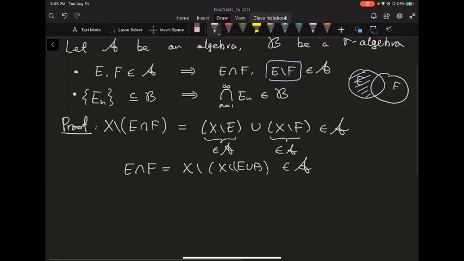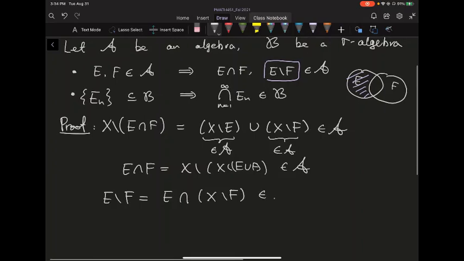And to see that E take away F is in A, we just need to notice the following. So what exactly is E take away F? Well, we can write it as the intersection of E and whatever is not in F, so that's the complement of F. And we just showed that the algebra is closed under intersection, and the complement of F is in A, so this intersection again is in A. So this shows the set difference E take away F is in A.